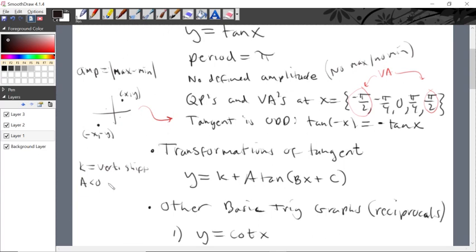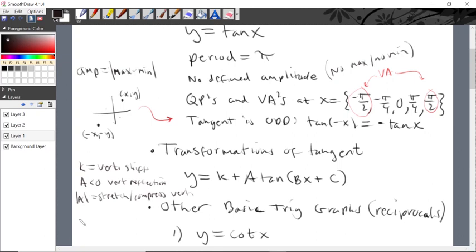If A is less than 0, then we're going to end up seeing a vertical reflection. Okay. If A is greater than 0, then there's no vertical reflection. And the magnitude of A can indicate whether there is going to be a stretch, or a compression vertically, a vertical stretch or compression, that is. Okay. B can still be thought of as the frequency.